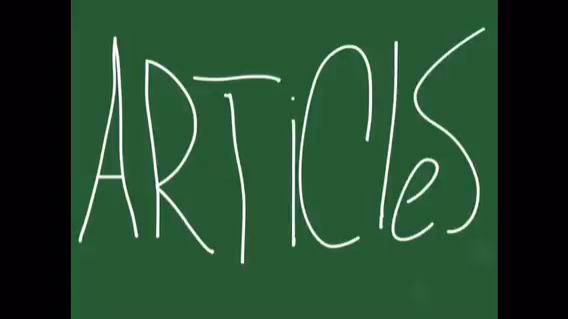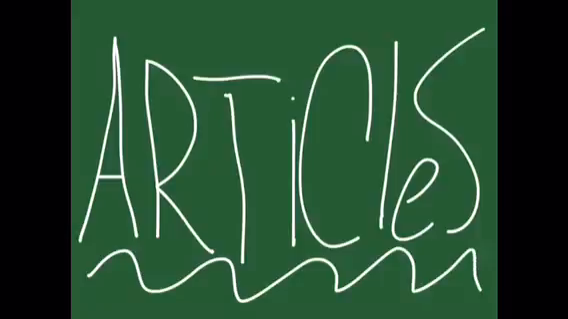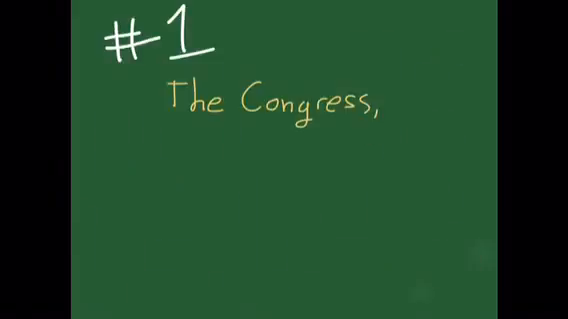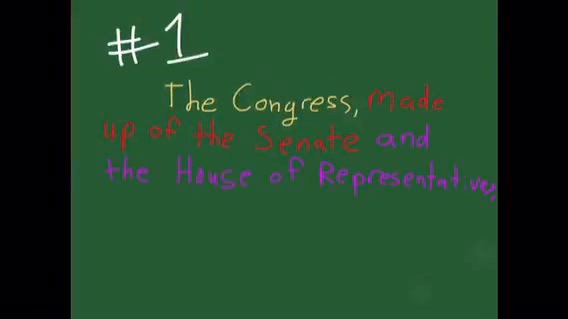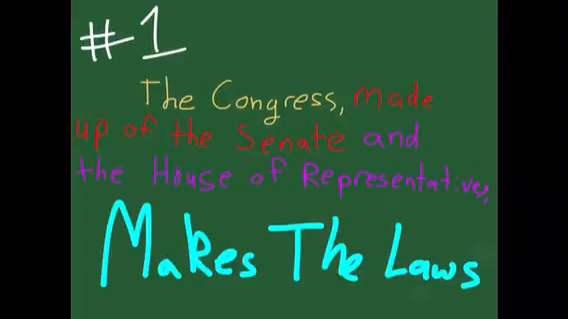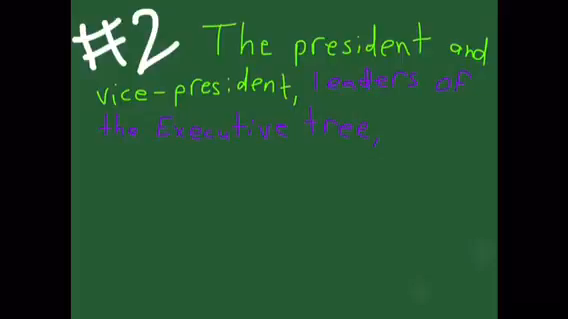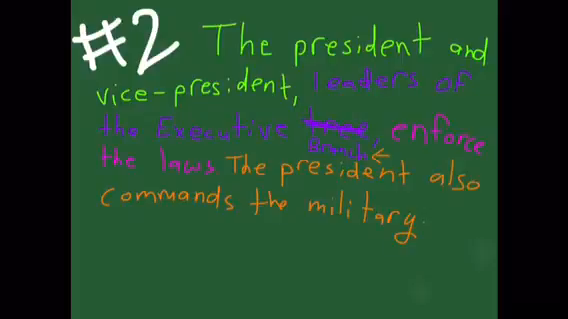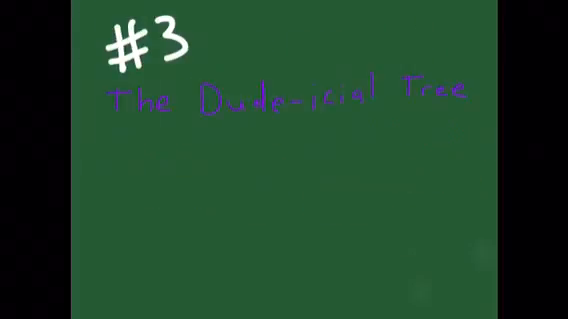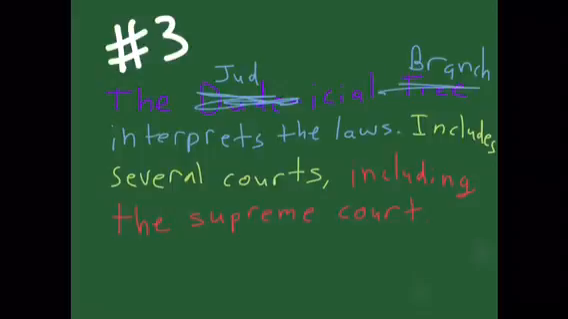Another building block was the Articles. Number 1 states the Congress, made up of the Senate and the House of Representatives, make the laws. Number 2, the President and Vice President, leaders of the executive branch, enforce the laws. The President also commands the military. The judicial branch interprets the laws and includes several courts, including the Supreme Court.